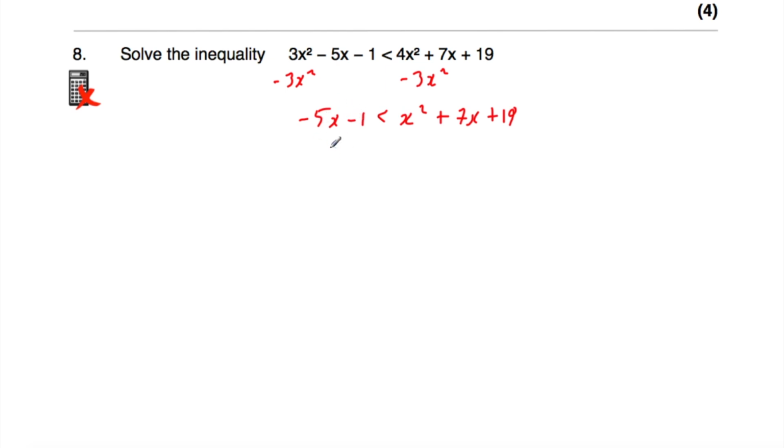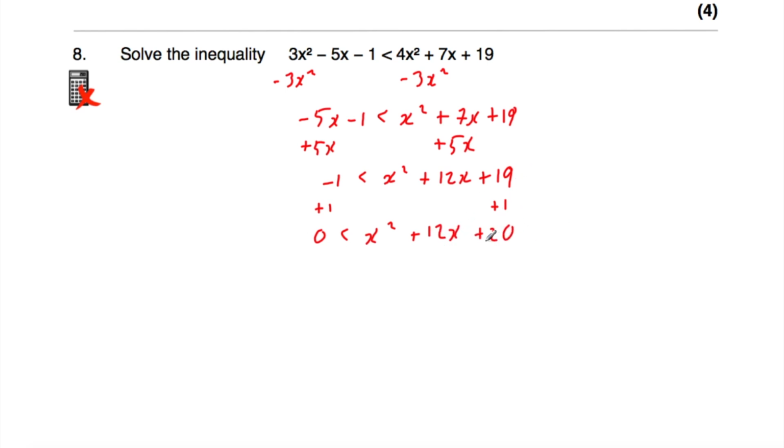We want to make the left-hand side equal to 0. So let's add 5x to both sides. On the left-hand side, we'll just be left with minus 1, which is less than x squared. With 7x, we're adding 5x, that's going to be plus 12x, and then we've got plus 19. And then finally, we want the left-hand side to be 0, so let's add 1 and add 1. So the left-hand side will now be 0, smaller than x squared plus 12x, and then we had 19, we're adding 1, so that's going to be plus 20.